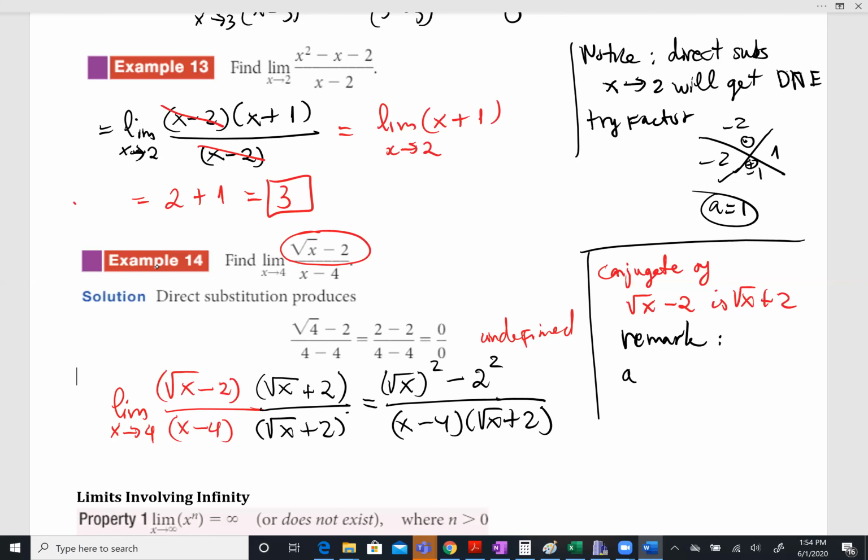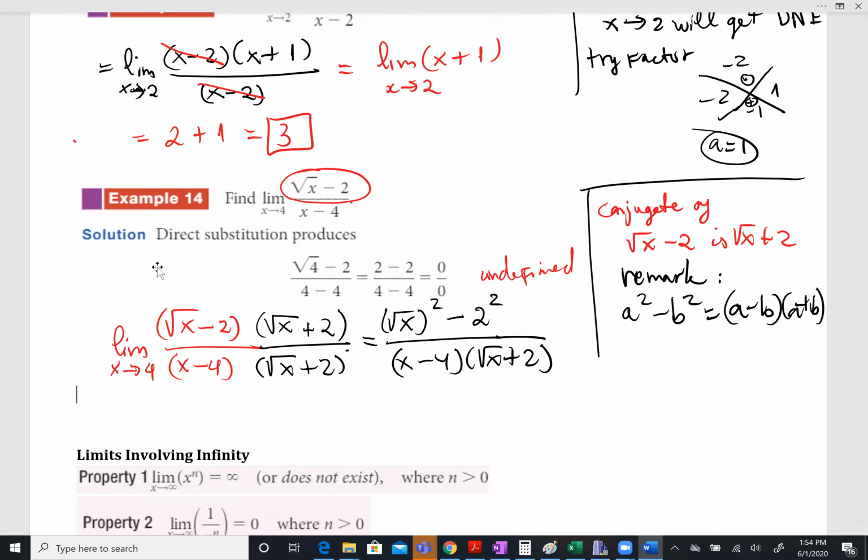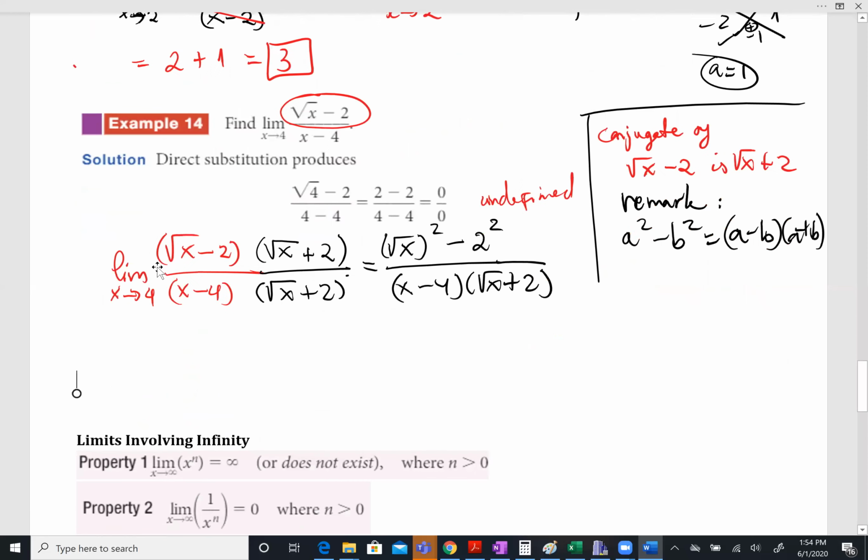Say a squared minus b squared equals a minus b times a plus b. That is a formula that I did apply on this one. Now, oh, I forgot a small thing, and nobody thought of that. That is a limit. Don't forget to write the limits. So, limits. Now I'm gonna simplify.